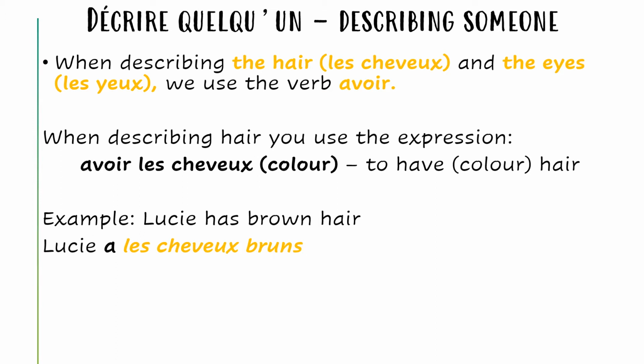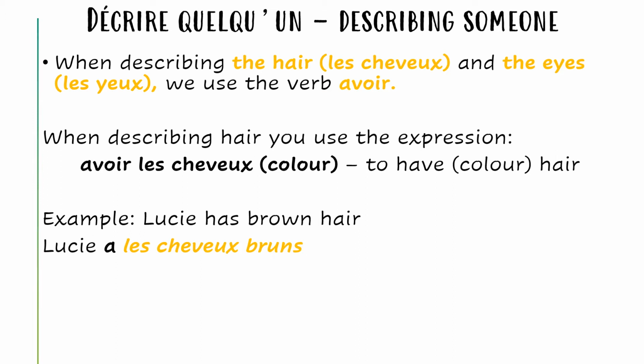So when we're describing the hair, which is les cheveux, and the eyes, which is les yeux, both of them are plural, we're going to use the verb avoir, okay? Previously, we looked at describing somebody saying, oh, he is fat, she is slim, he's tall, she's short, she's medium built, she's nice, she's mean, he is ugly, he's young, she's old, that sort of thing. In terms of character, he's kind, she's kind. We use the verb être with those. But as it relates to the verb avoir, we use it when we're describing someone's hair, and we also use it when we're describing their eyes.